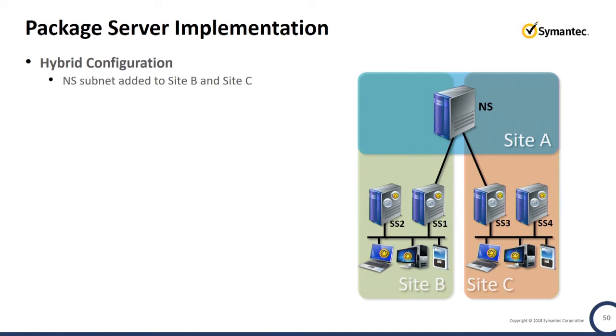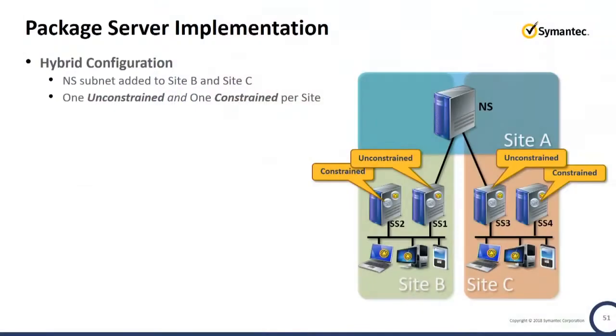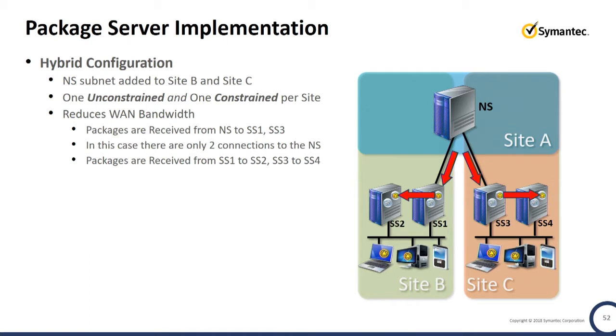All right, so let's look at a hybrid configuration. So again, make sure your notification server site is part of your other sites. And this time we do an unconstrained and a constrained site server at each of the sites. Okay, so we have 2 connections down, and the unconstrained site server talks to its constrained one. So it gets a package, it just automatically goes over to the constrained site server, right? So you still only have 2 connections on the WAN, or on the LAN there.